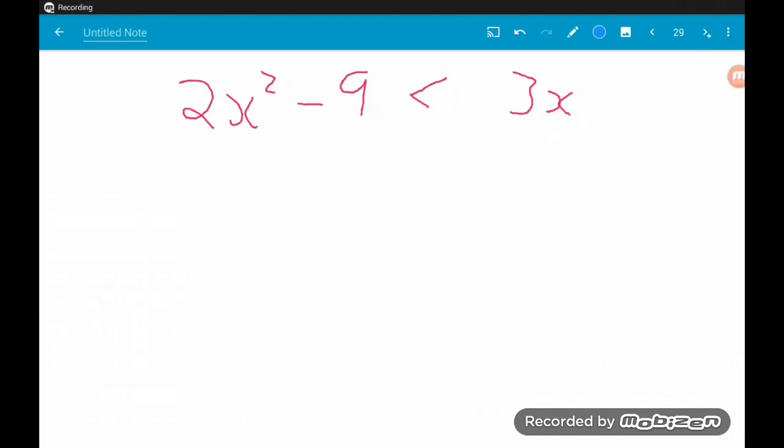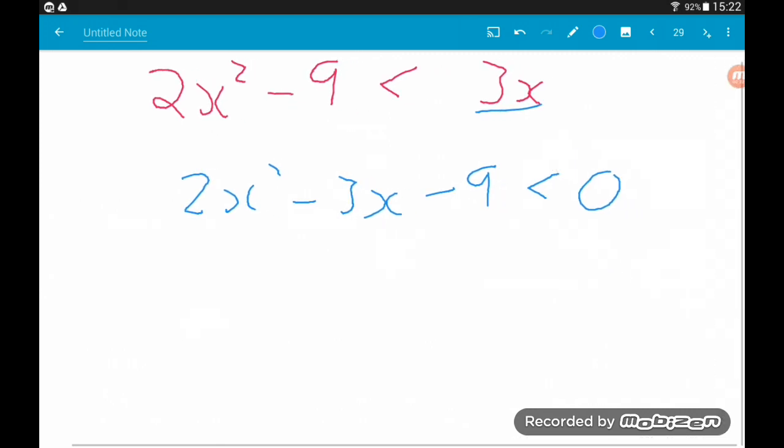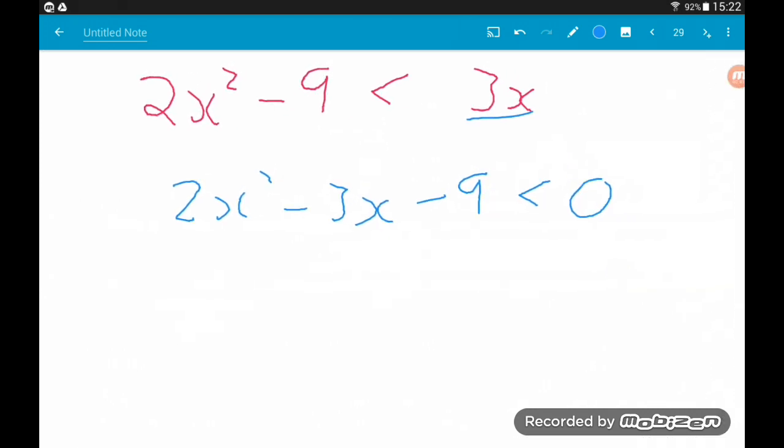Okay, example 2. 2x squared minus 9 is less than 3x. So, first step, let's get everything on the same side, with a 0 on the other. So, let's move this 3x. So we're going to get 2x squared minus 3x minus 9 is less than 0, like that. So now if we set the quadratic equal to 0, factorize and solve, we can then sketch the graph.